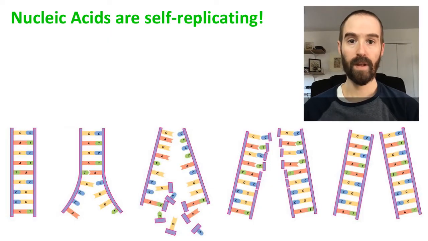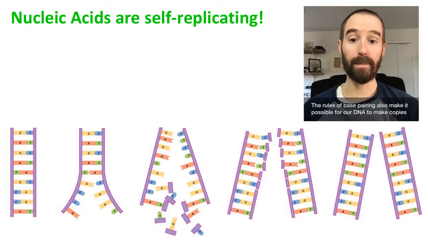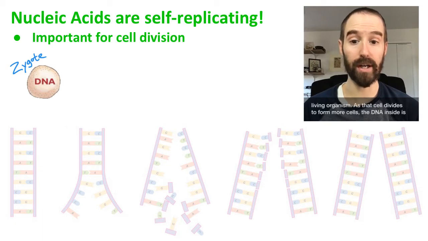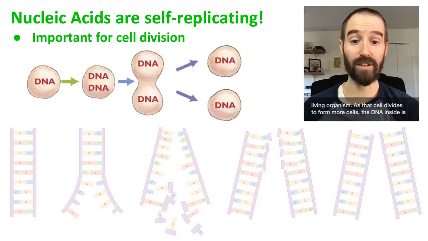The rules of base pairing also make it possible for our DNA to make copies of itself. We started our existence as a single cell, and this single cell, called a zygote, contained all the DNA necessary to build a complete living organism. As that cell divides to form more cells, the DNA inside is able to replicate itself so that each new cell gets a full and complete copy of the DNA found in that original cell.